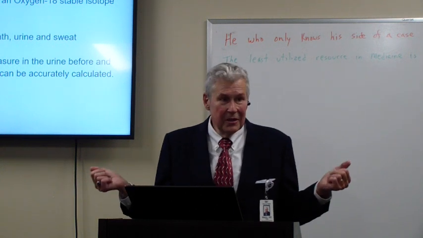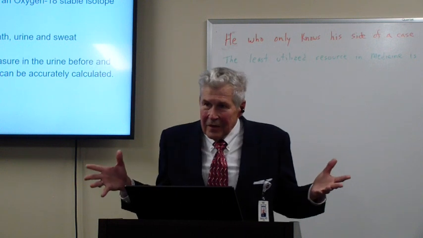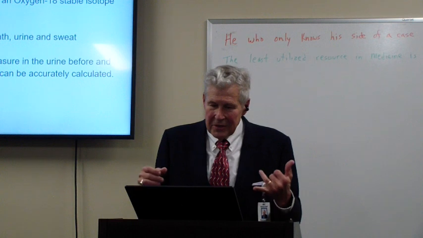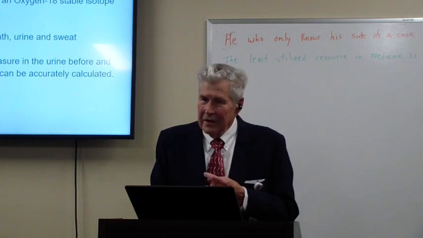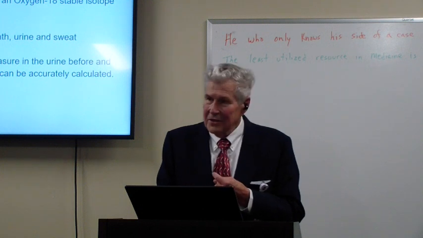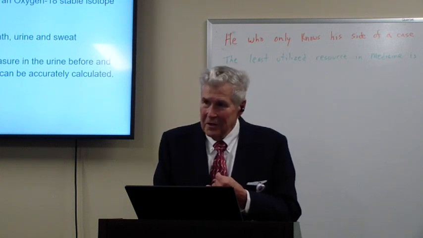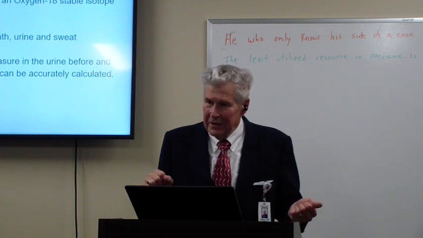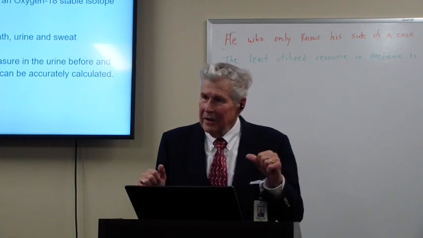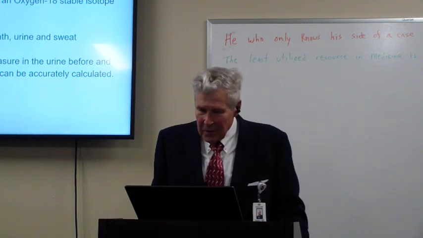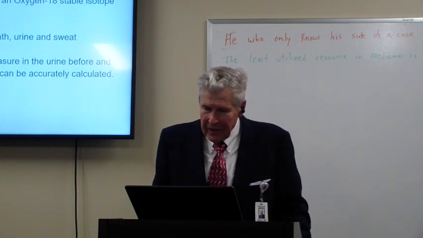What you can do is, the deuterium can only come out in the sweat and the urine because there's no hydrogen in carbon dioxide. The oxygen 18 only comes out in the breath and as carbon dioxide. So you can get a ratio of deuterium to oxygen based on their baseline ratio, and you can tell exactly how many calories during that period that they expended.